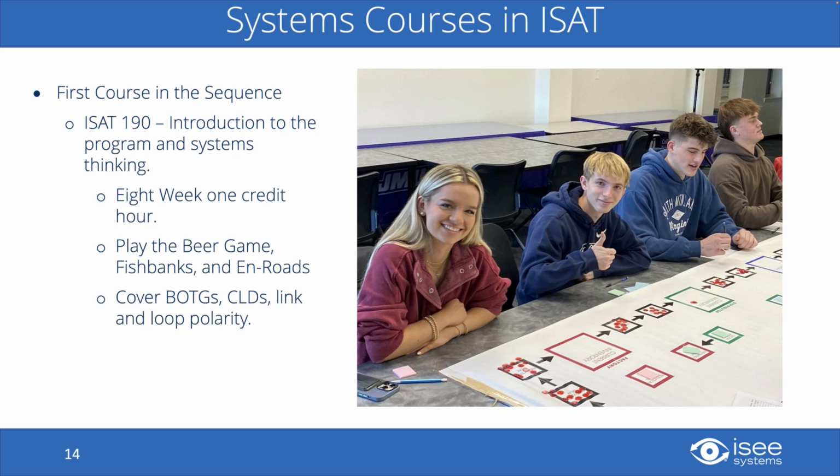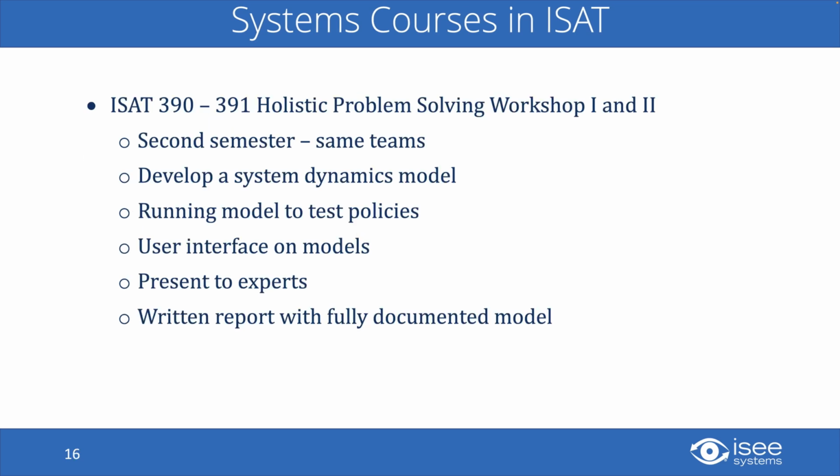And in this class, what I hope they come out with is an understanding of behavior over time graphs, that they can build causal loop diagrams, that they understand link and loop polarity, and hopefully they're going to have some concept of time delays in these complex systems. And I'll go to 290 in a minute, and that's the one I'm going to focus on in this. But we have this ISAT 390, 391, and the prerequisites are that they've taken the 190 and the 290.